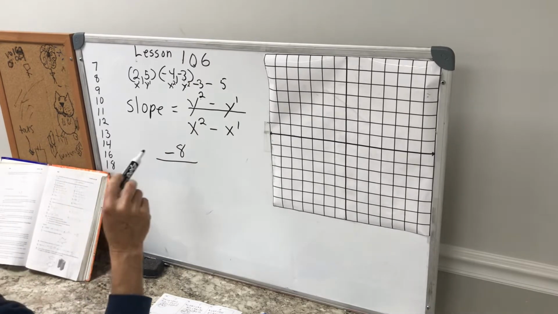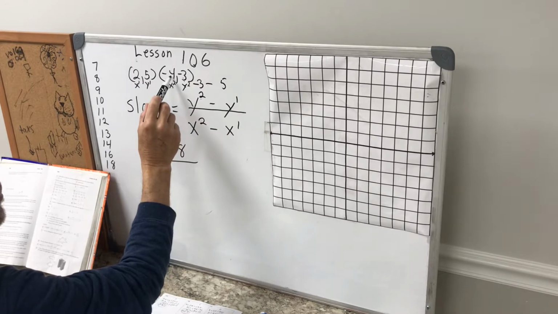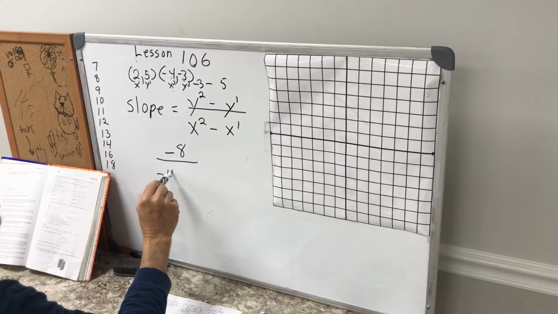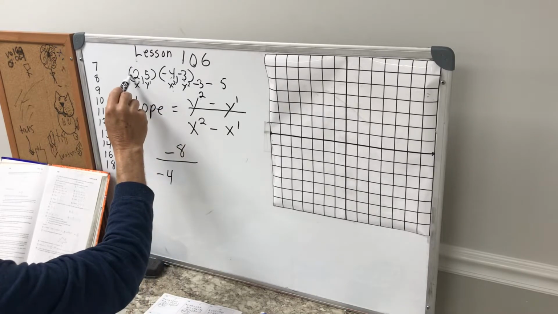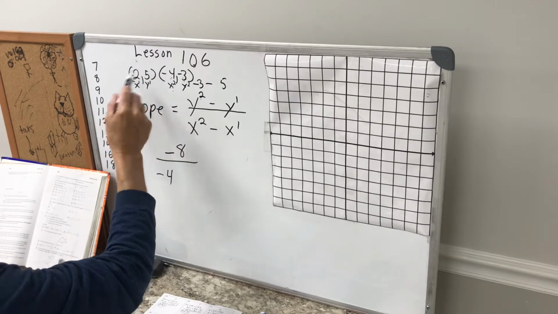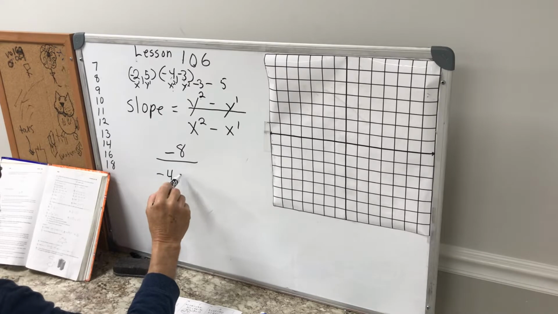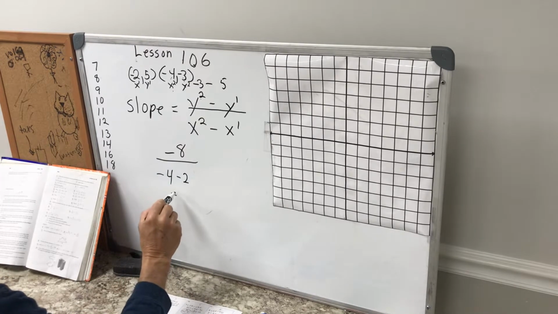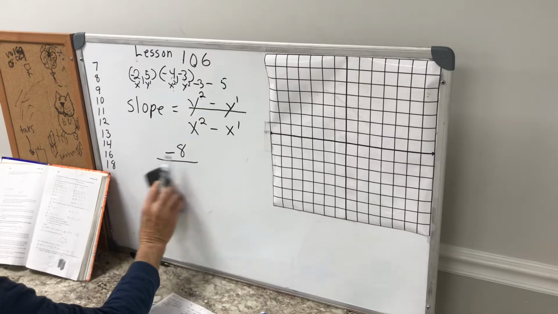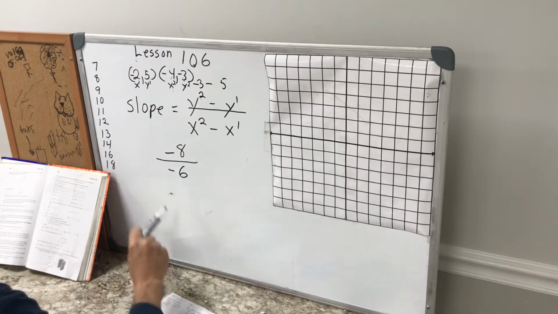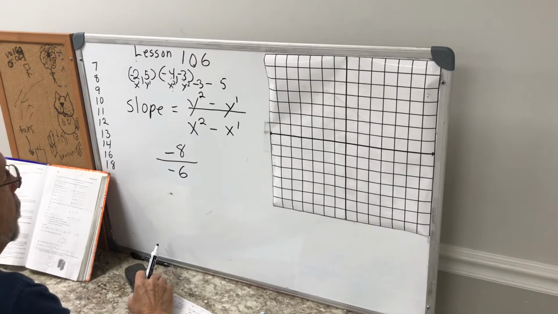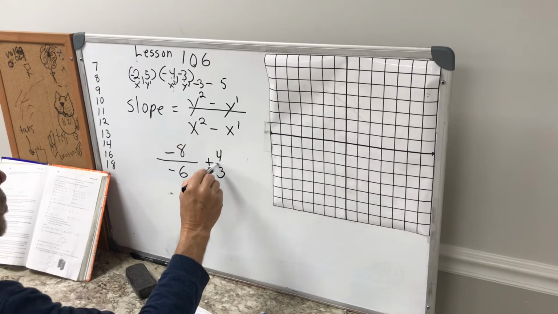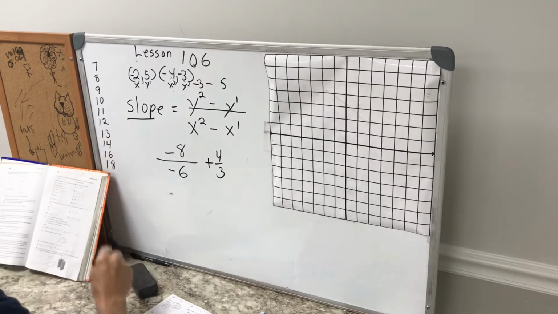Now we're going to go to the x, and here's your x, the second x, x2. So we have a negative 4, minus a negative 2, subtract negative, positive 2. Negative 4 and 2 is a negative 6. Y'all have that. So now we end up with negative 8 over negative 6. Two negatives make a positive. Reduce this down, it's 4 over 3. So now we have solved for the slope.